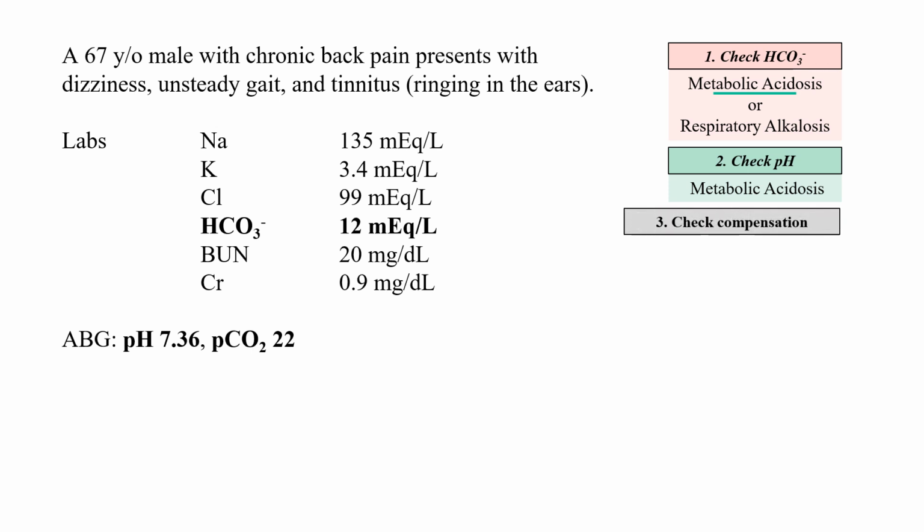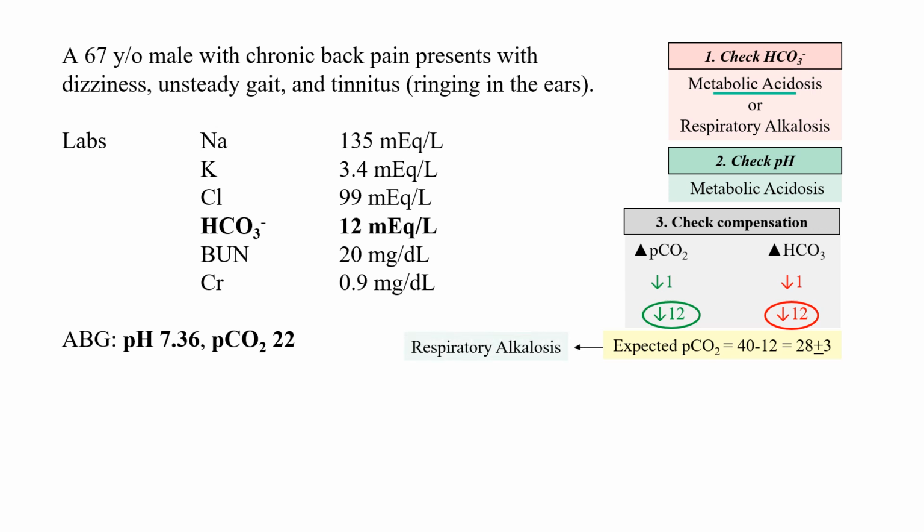Step 3. Check compensation. For metabolic acidosis, every 1 drop in bicarbonate would result in a drop of 1 in PCO2. Since the serum bicarbonate drops from the normal 24 to 12, or a drop of 12, PCO2 should also drop by 12. The expected PCO2 is therefore 40 minus 12, or 28 plus or minus 3. Comparing the expected PCO2 to actual PCO2 of 22. 22 is much lower than 28 plus or minus 3. This means we also have a respiratory alkalosis.